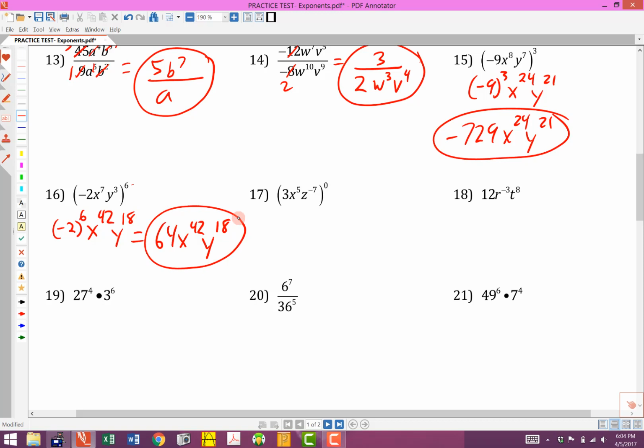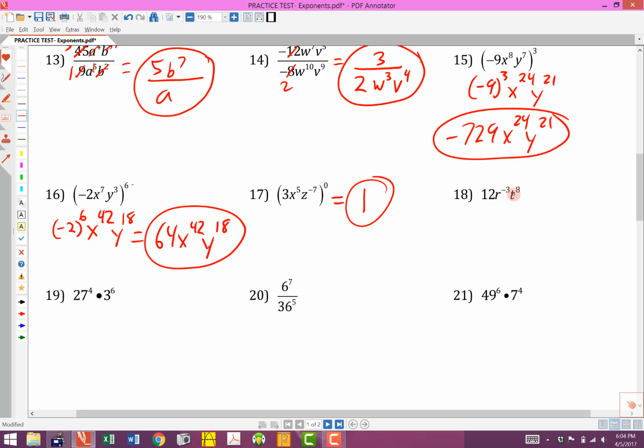The next one's always interesting. Looks like a bit of a mess. We've got a 3, x to the 5th, z to the negative 7. That's our first negative exponent that we've run across here. But you'll notice that all of that is raised to the 0. And any number, doesn't matter what it is, raised to the 0 power is 1. Please don't make a silly mistake on that and say the answer is 0. Make sure you get that right.